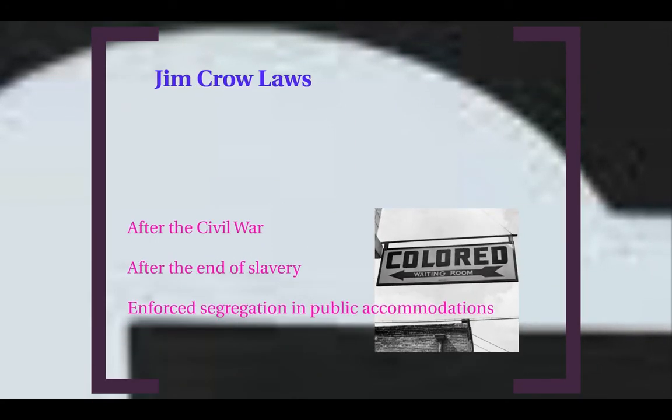Next, Jim Crow laws. Remember, Jim Crow laws were after the Civil War, after the end of slavery, and it enforced segregation in public accommodations. And I actually found a picture on the internet where this looks to be a doctor's office or a bus station, but there were separate entrances for colored and for white people. So remember, Jim Crow laws enforce segregation in public accommodations.